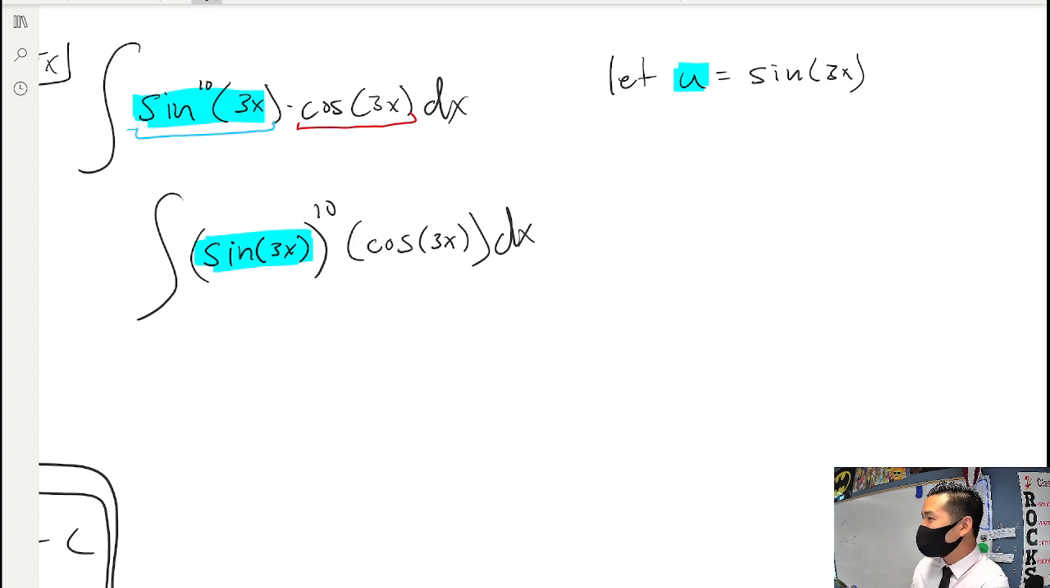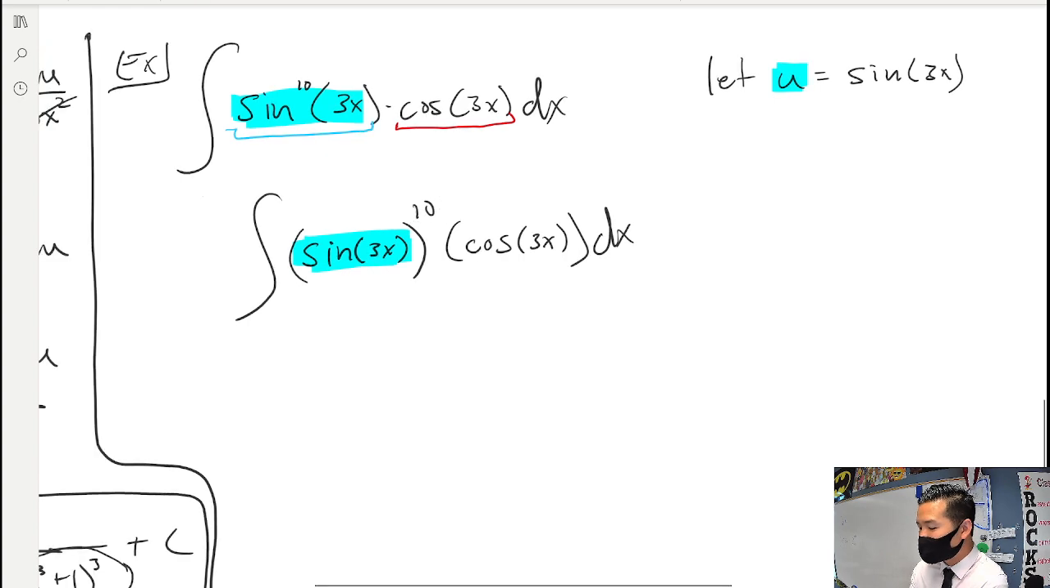Why did I go with the sine? I could have easily gone with cosine, because the derivative of cosine would be negative sine. There's no negative, that's one thing. But we could always just include a negative to balance it out. But I think the bigger thing is this. I'd have to deal with that 10, right?